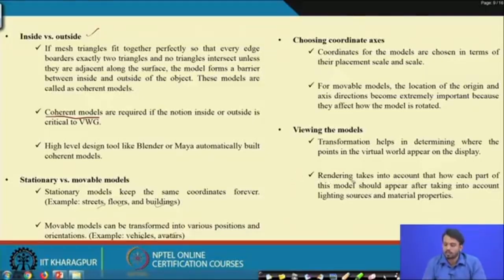The next phase is rendering. Rendering takes into account how each part of the model should appear after considering lighting sources and material properties. Whenever lighting is applied to a particular 3D model, how the rendering looks means, after giving the lighting and material properties to that object, how it looks in the display medium. That is the concept of rendering.